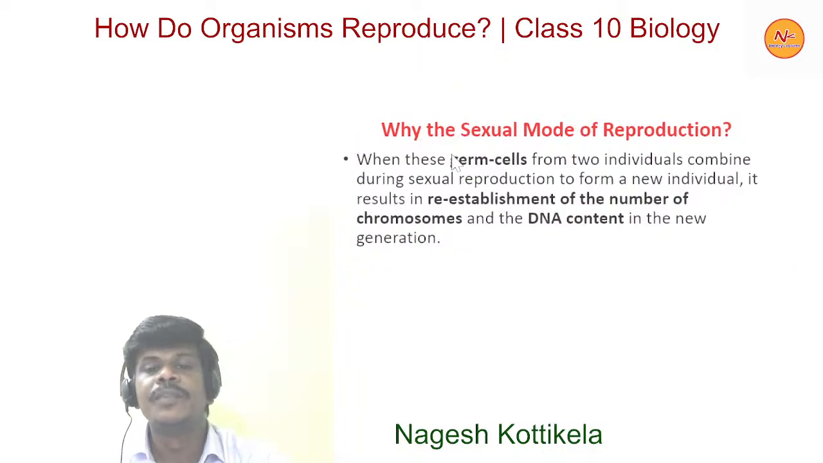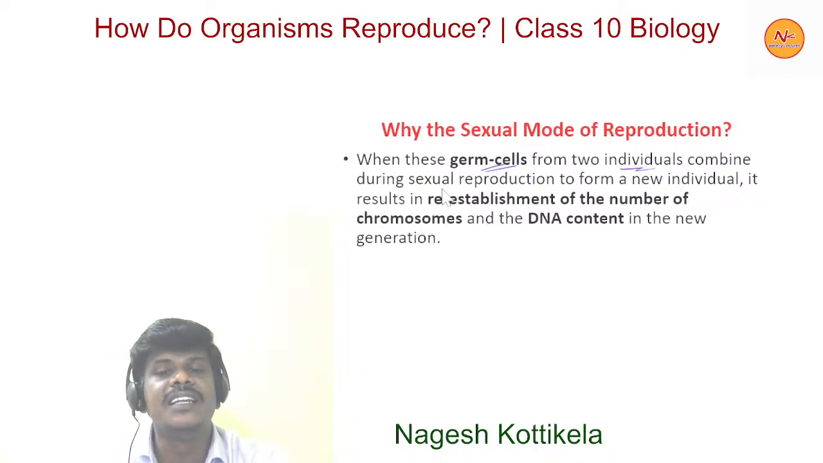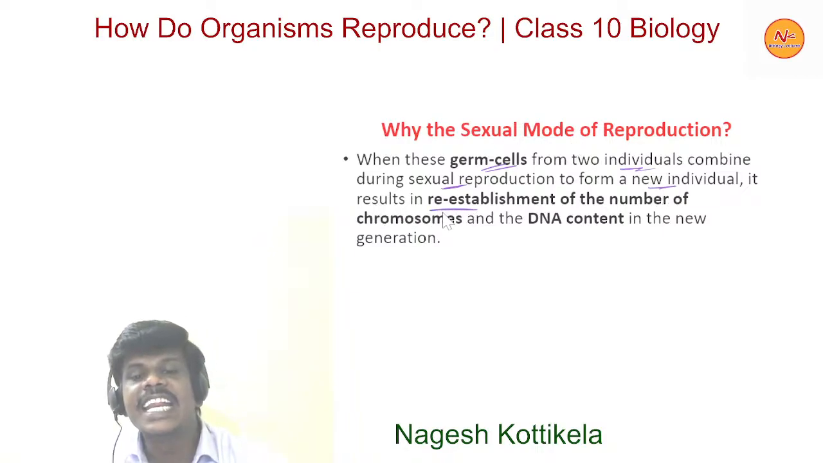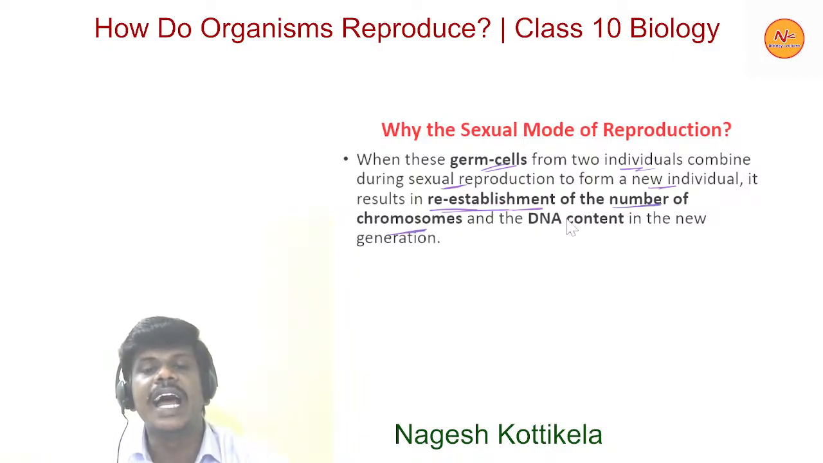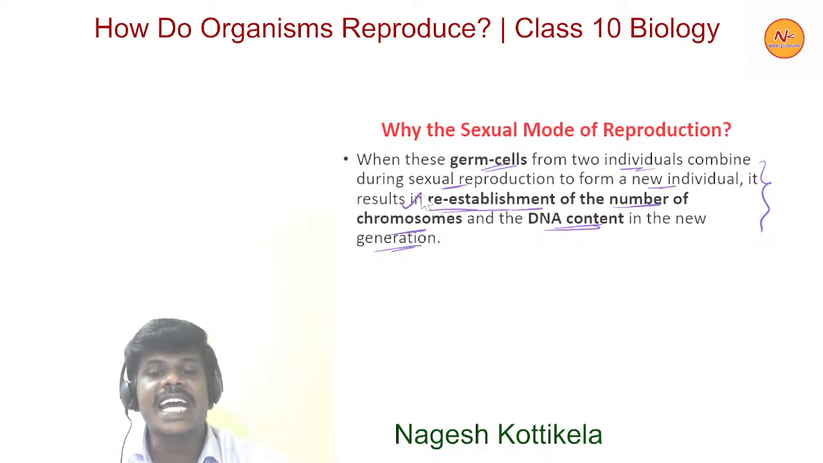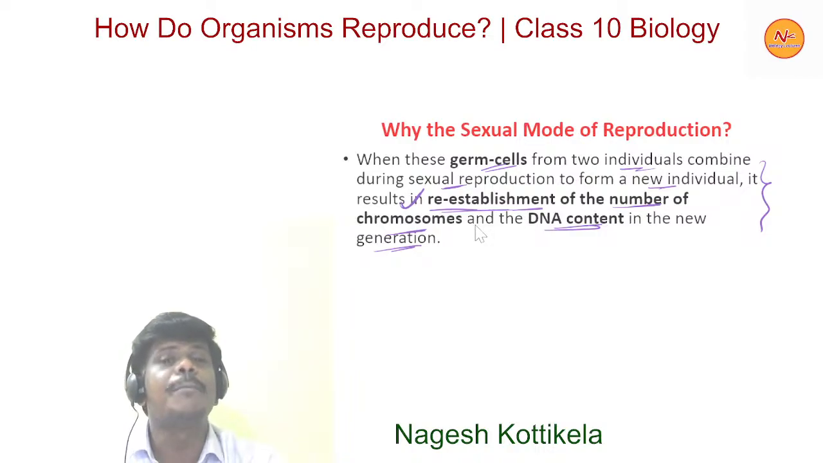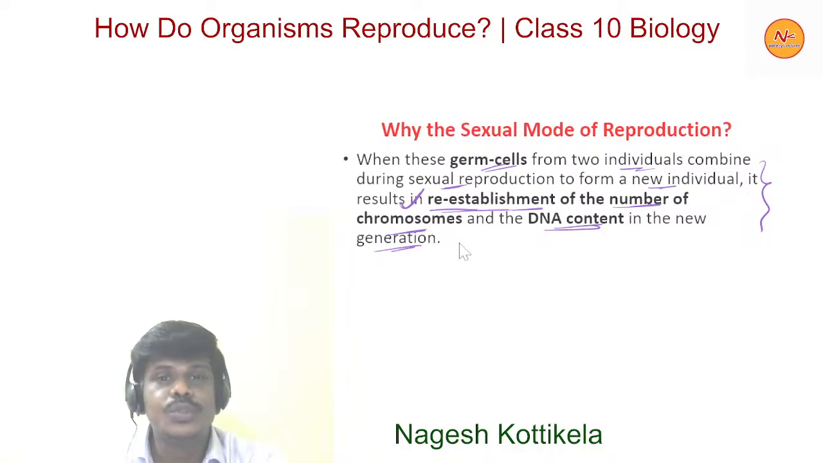Now here, when these germ cells, the reproductive cells from two individuals, combine during sexual reproduction to form a new individual, it results in re-establishment of the number of chromosomes and the DNA content in the new generation. So this is what happens.